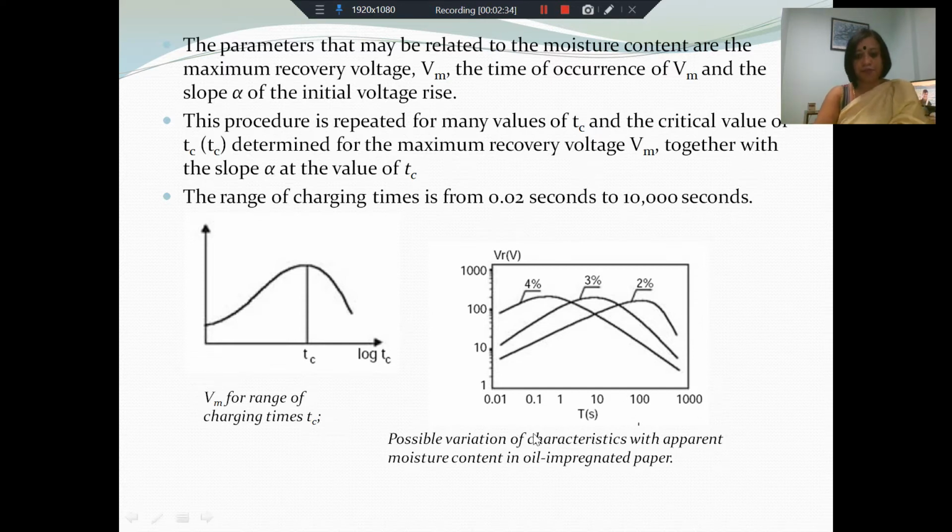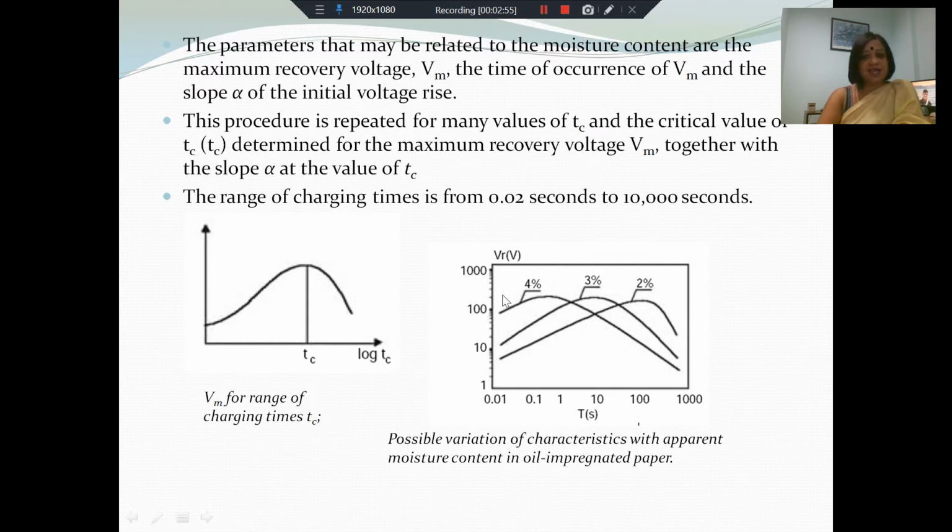So for example, here we have some examples of possible variations of the characteristics with apparent moisture content in oil impregnated paper. So all these three plots refer to oil impregnated paper, but they have different quantities of moisture ingress in them. This has 2%, this has 3%, and this has 4%.